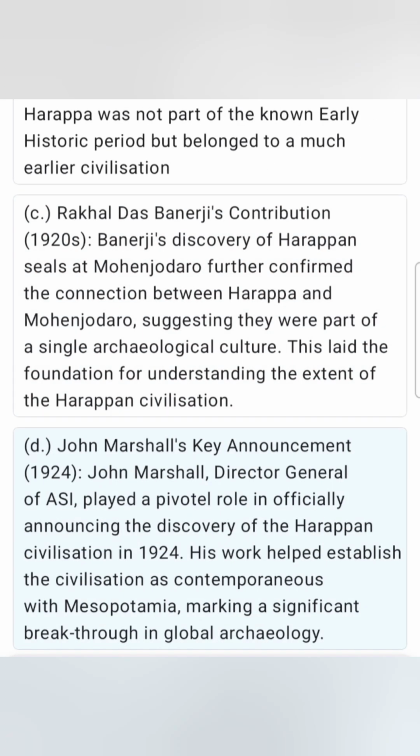D. John Marshall's key announcement, 1924. John Marshall, Director General of ASI, played a pivotal role in officially announcing the discovery of the Harappan civilization in 1924. His work helped establish the civilization as contemporaneous with Mesopotamia, marking a significant breakthrough in global archaeology.